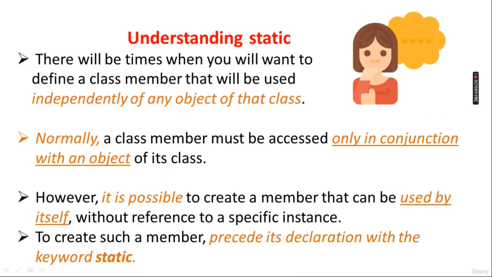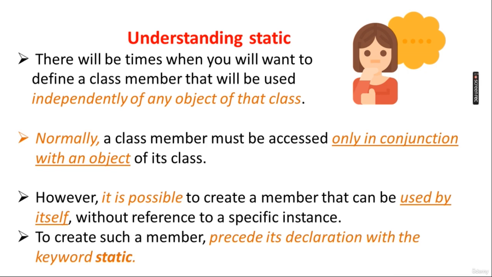Now, we will understand static. There will be times when you will want to define class members that will be used independently of any object of the class. So every time you create a class object and then access the member, it is object name dot member name, object name dot method name. But you may have situations where you require calling that method without the use of an object. In that case, we will use static.